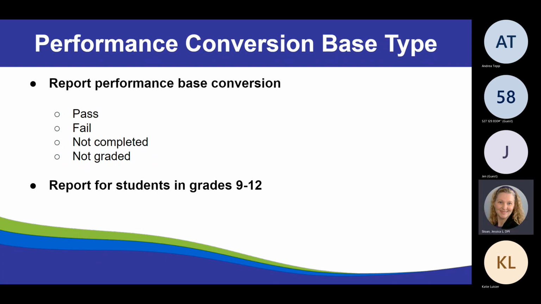So we use this for calculating CTE participants, because if you remember a few slides back, I talked about the CTE participant definition being completed and passed, and that's what we use performance conversion based type for in Carl Perkins. Other areas might use it also to determine how well our state is doing in courses. So again, the school just needs to ensure that their CTE courses are being graded and that a grade is submitted in time for the December snapshot.